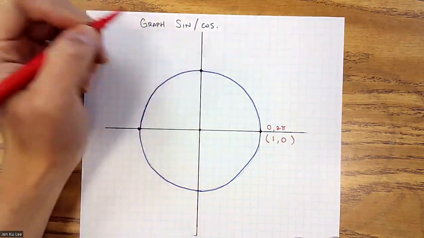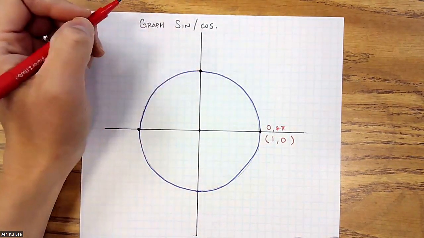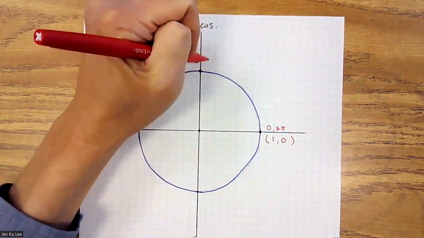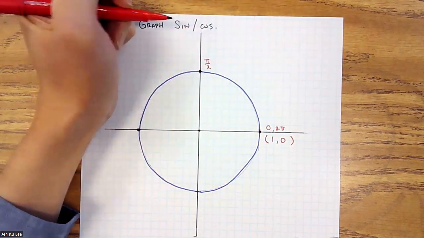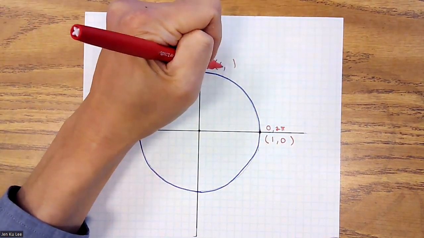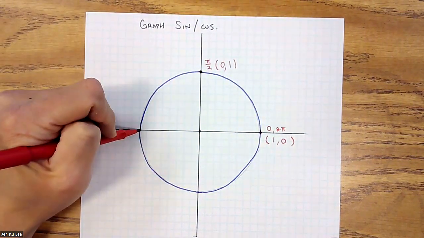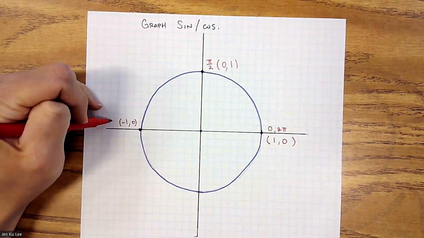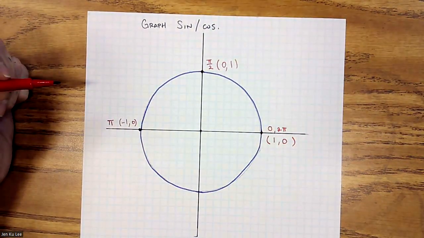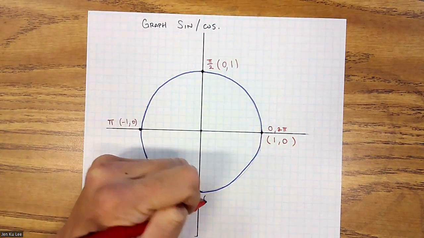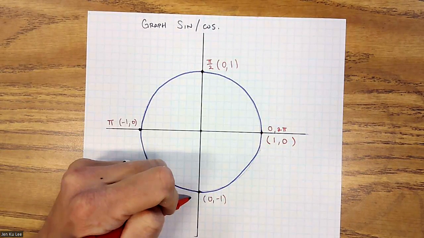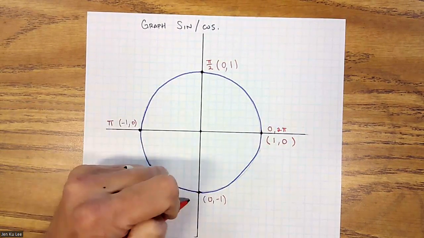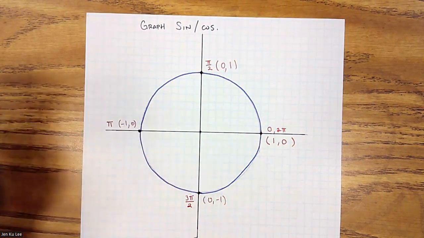This point up here is what in terms of radians? 90 degrees, so it's pi over 2. And this point is (0, 1). This point in the unit circle is (-1, 0), and in radians, it's just pi. This point here is (0, -1), and in radian measure it is 3 pi over 2. Okay?